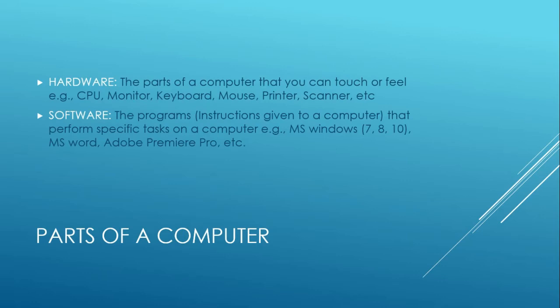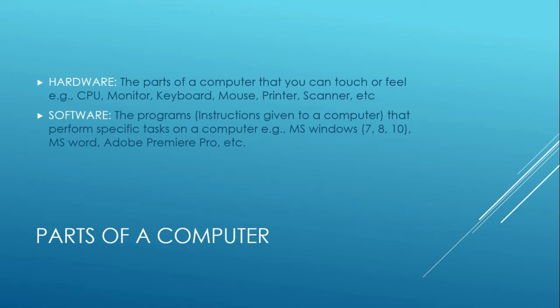Now, let's look at the parts of a computer. We have two parts. We have the hardware and the software. So when we talk about the hardware, these are the parts of a computer that you can touch or feel, right? So for example, we have the CPU, the central processing unit. We have the monitor, we have the keyboard, we have the mouse, we have the printer, we have the scanner, and many more others. So anything on a computer, maybe a cable or something that you can touch or feel, that becomes the hardware.